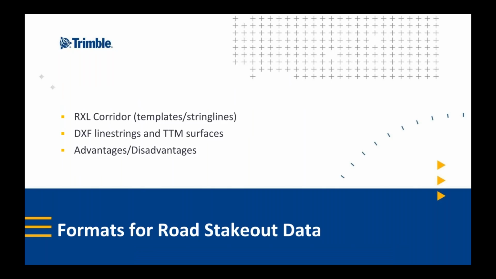All right, thanks, Joe. So the first thing to go through is the different formats that we at least use at WYDOT here for staking out road designs. The first being using Trimble Road XML files or RXL corridors, templates, and string lines. Also DXF line strings and TTM surfaces. And we'll briefly go through some of the advantages and disadvantages of each way of using that kind of data.